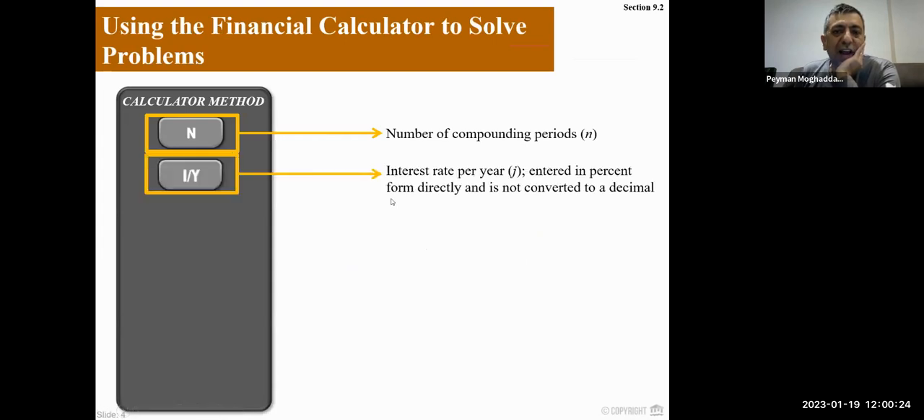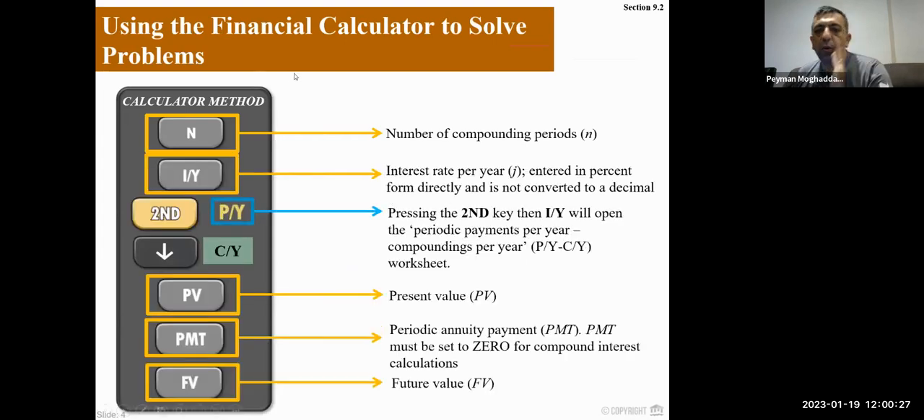First of all, how do you do it in the calculator? If you open your calculator, there is a row of N, I over Y, PV, PMT, and FV. This is so important that the calculator even has a row of buttons specified for it. We'll come back to it, but just be familiar.